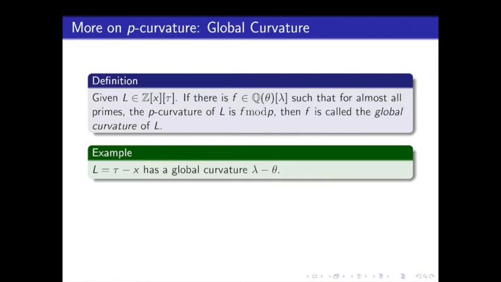So I don't know if this is a suitable definition. What is vague? I mean, I don't know if this is a good definition or not, before we have some good results about it. Okay.